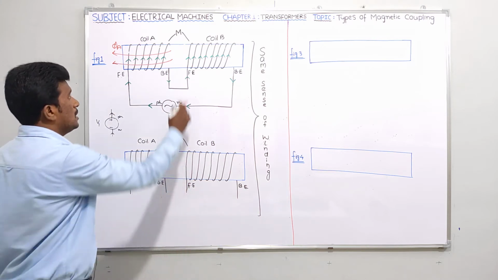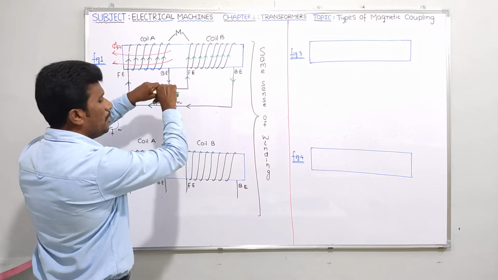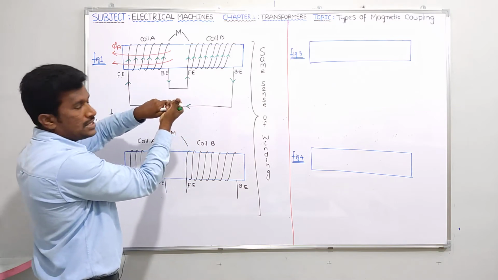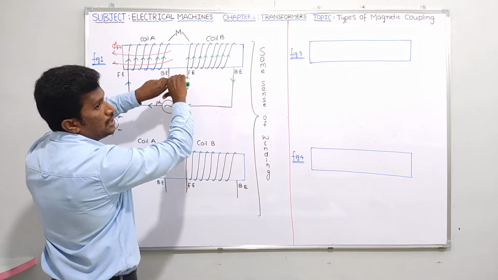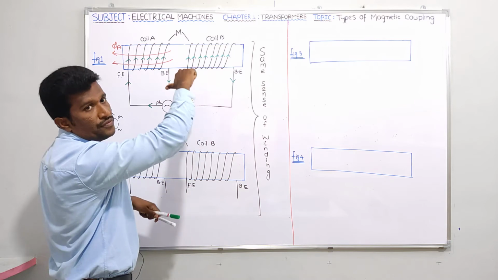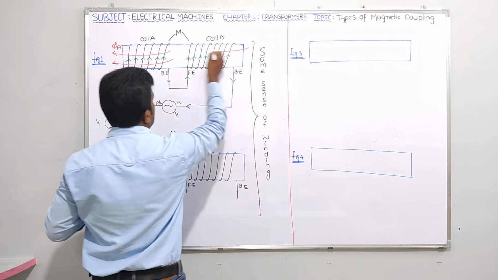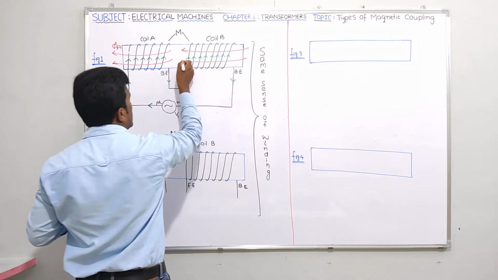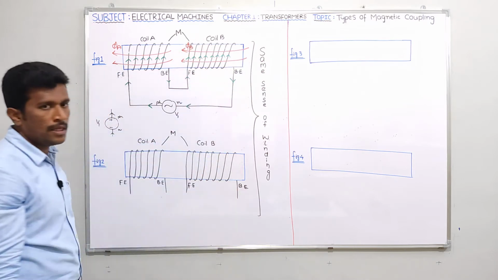Now tell me guys, in coil B, once again current is entering at the front end. If it is entering at the front end, you have to show this thumb from right side to left side. Once again, right side to left side. This is what I can say is phi B.